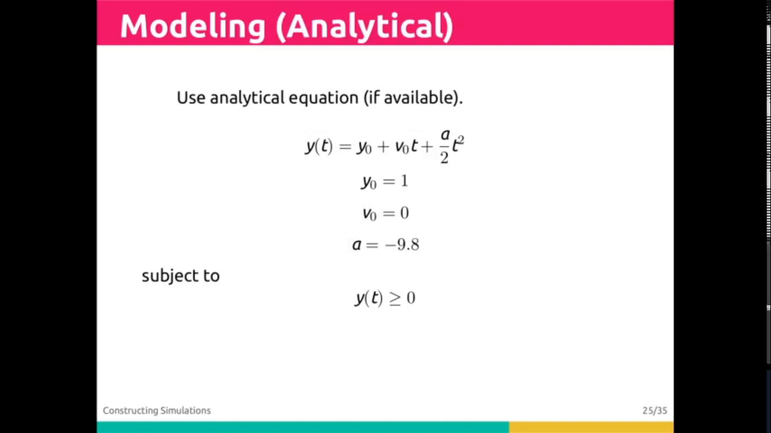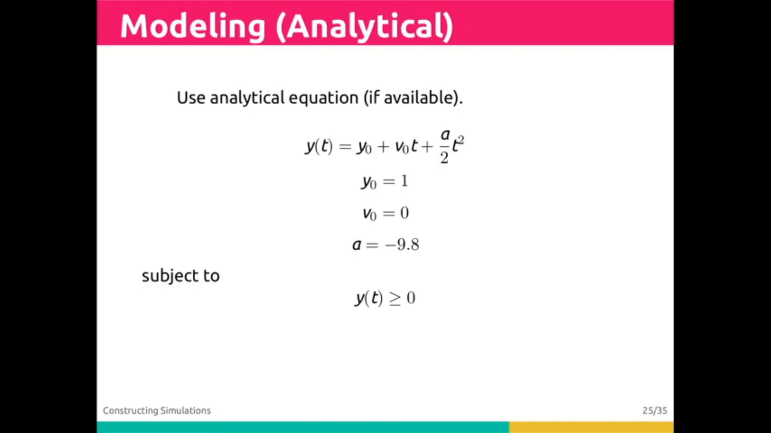If we use an analytical equation, what we've done is we've looked in our physics textbook and we've found a formula that describes what's going on in this situation. We can say that height y as a function of time t is equal to y naught, the initial height, plus v naught, the initial velocity, which will be 0, times t, plus a by 2 t squared. And a is acceleration due to gravity, negative 9.8.